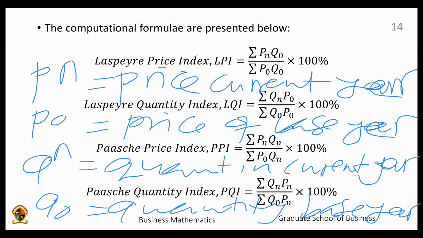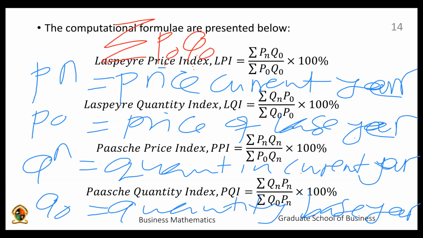Did you get that? Yes. The denominator is the summation of P naught times Q naught, which simply means you're multiplying the price of the odd period times the quantity of the odd period. The denominator is about the base. Multiply the price of that year and the quantity of that year. Multiply them, the corresponding quantities.